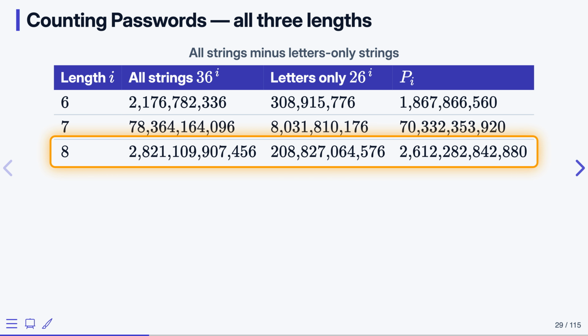Row 3, length 8. All strings is 36 to the 8th, about 2.8 trillion. Letters only is about 209 billion. The difference is about 2.6 trillion.